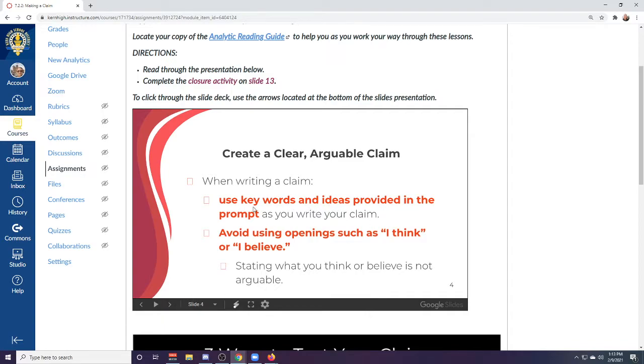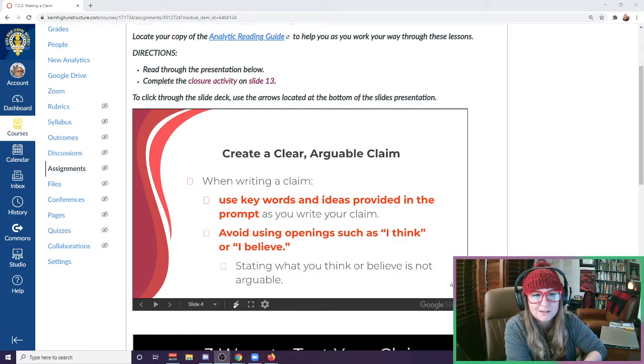Usually we make claims that are responses to prompts. Usually these prompts or questions are given to you by teachers. It's also really important that you avoid statements like "I think" or "I believe," because it'll worsen your claim. It'll make it seem weaker, and you don't want that. You don't want any weak claims. You want to sound strong. You want to sound confident in yourselves.